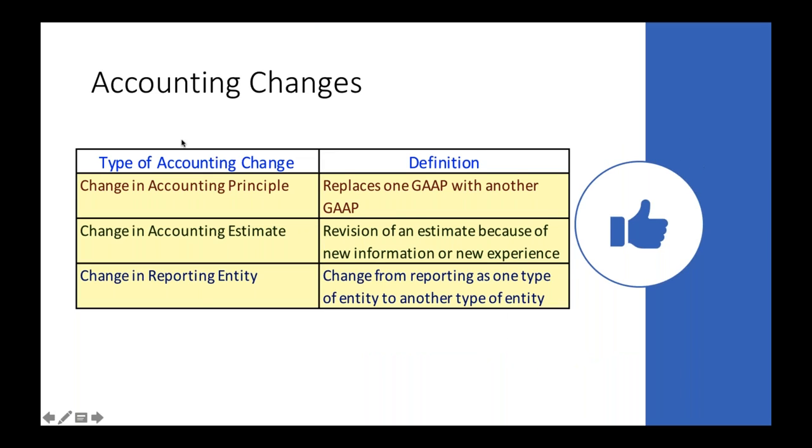Number one, changes in accounting principle. There is a change in accounting principle, for example, replacement of one GAAP principle with another GAAP principle. It's a change only in the principle, like one method to the other method: FIFO system to LIFO system, straight line to reducing balance method.